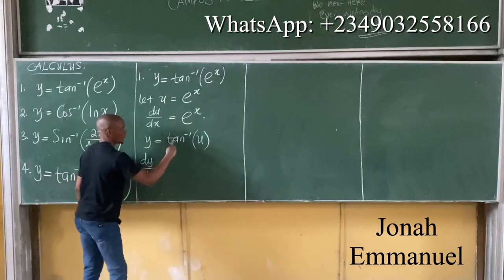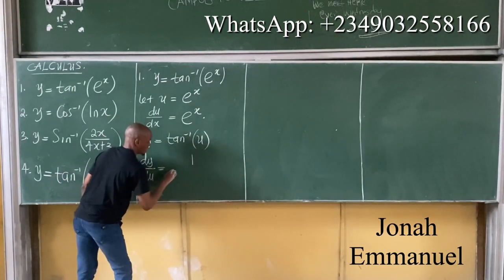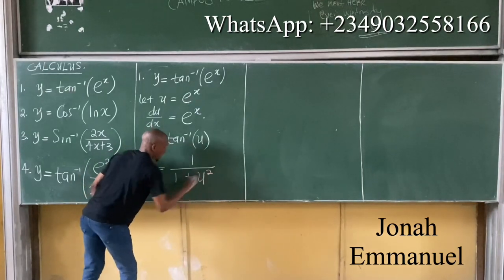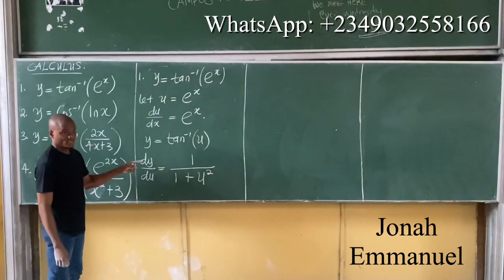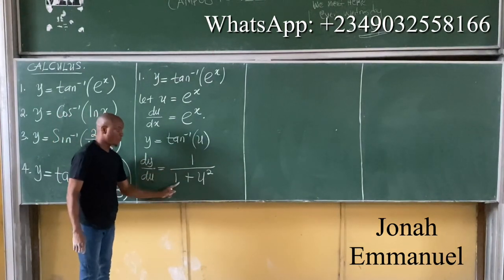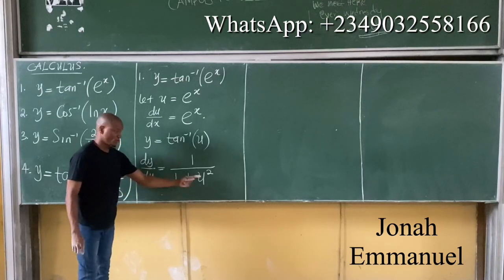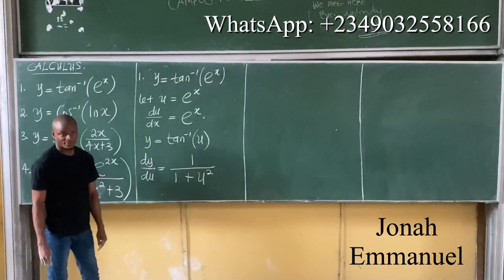That's equal to, for this one, 1 all over 1 plus u squared. Please mind you, not x squared. If it was x, that would be 1 over 1 plus x squared. Now it's u, so it becomes 1 plus u squared.